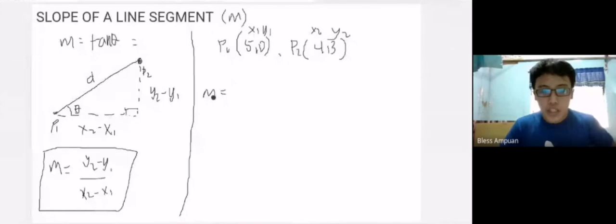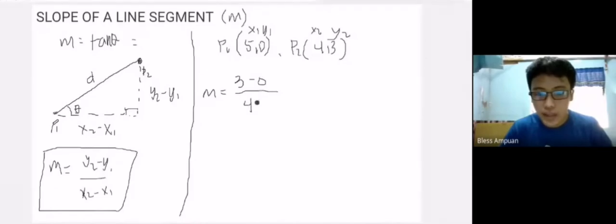So our slope, our y sub 2 is 3, minus our y sub 1, which is 0, over x sub 2, which is 4, minus our x sub 1, which is 5, just based on the formula that we had. So the slope of these points is equal to 3 over negative 1. 3 minus 0 is 3, and 4 minus 5 is negative 1. Therefore, overall, our slope is equal to negative 3.